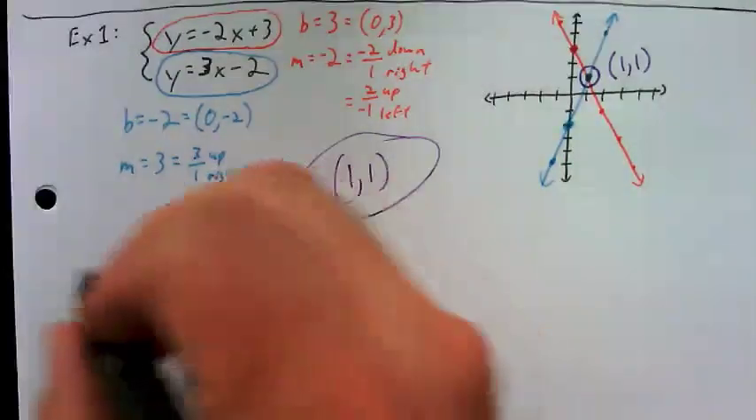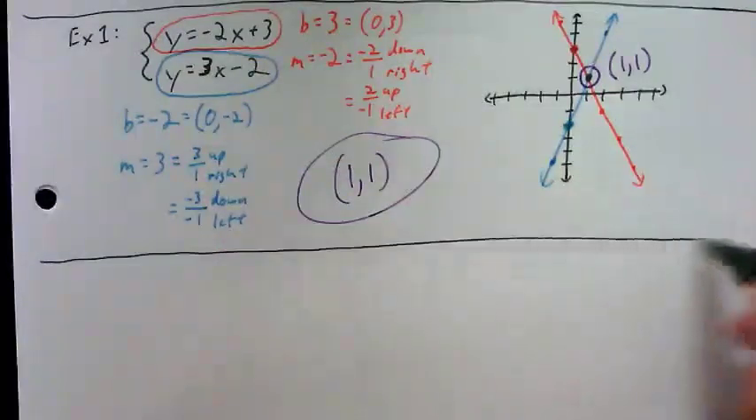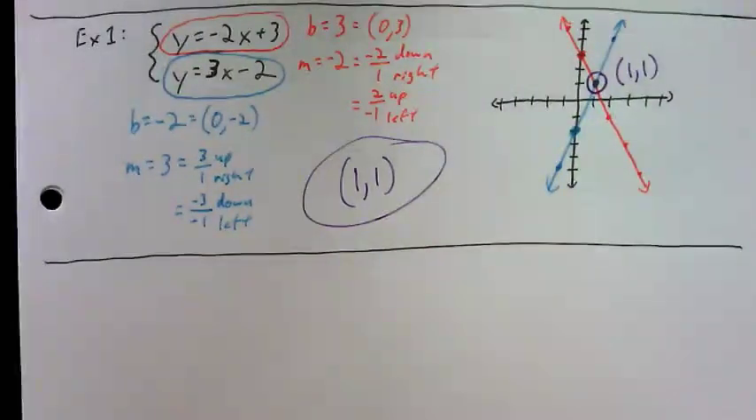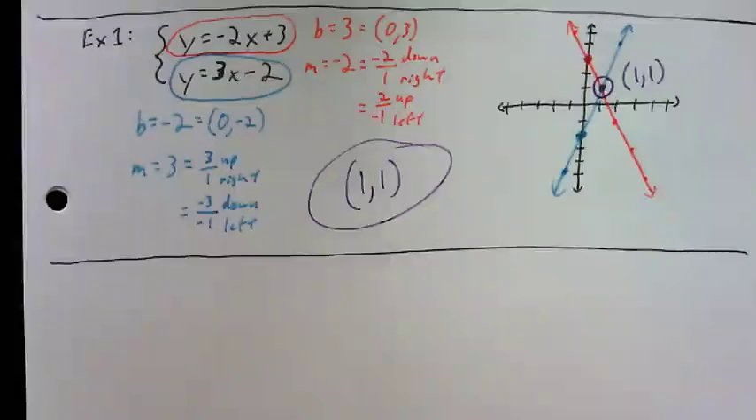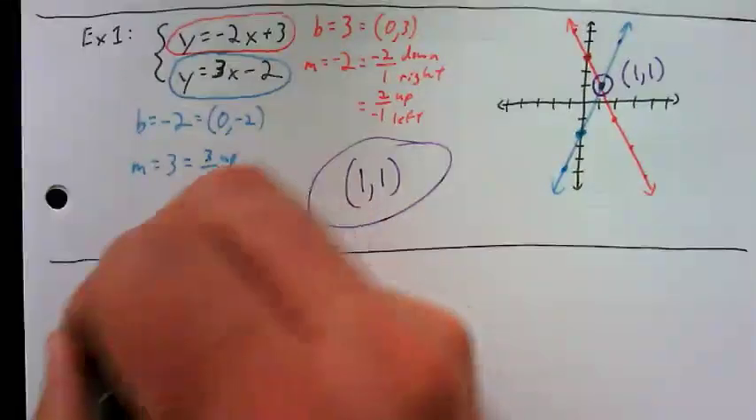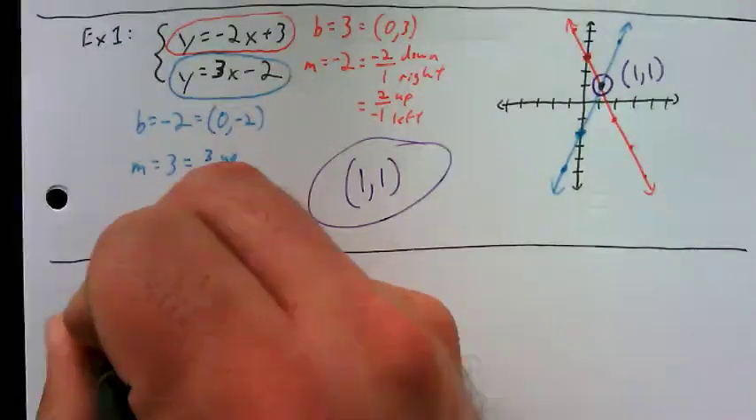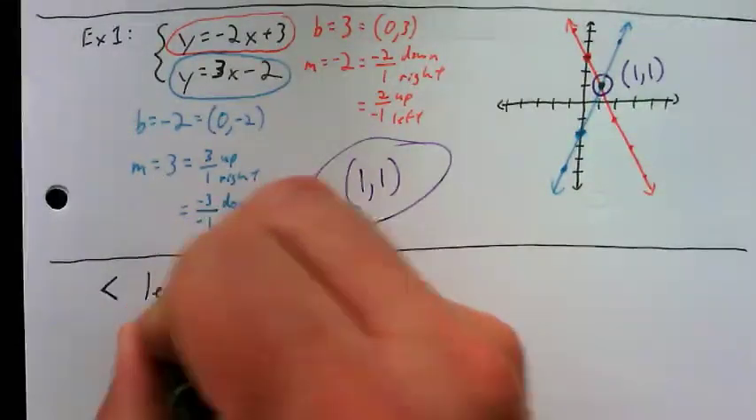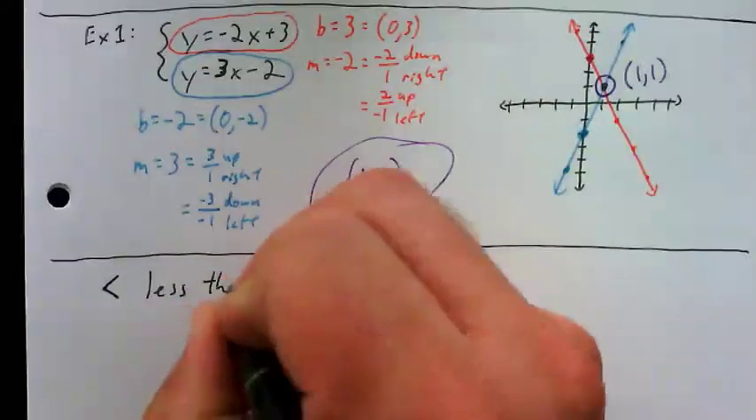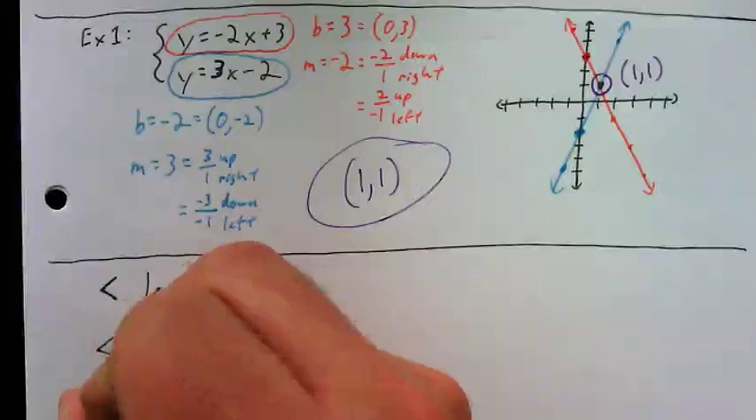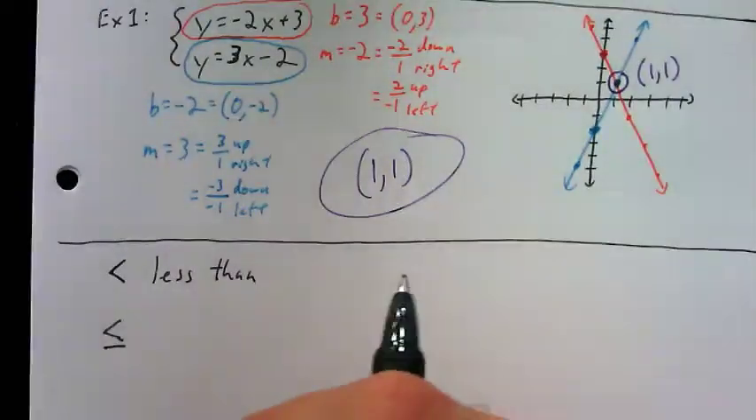Now, we also need to take a look at some inequalities. Now, we talked a little bit about inequalities before. There are 5 inequality symbols. When graphing, we really only deal with 4 of them, but there are 5 inequality symbols total. There's our less than sign, that looks like that. There's our less than or equal to, that looks like this for tomorrow.